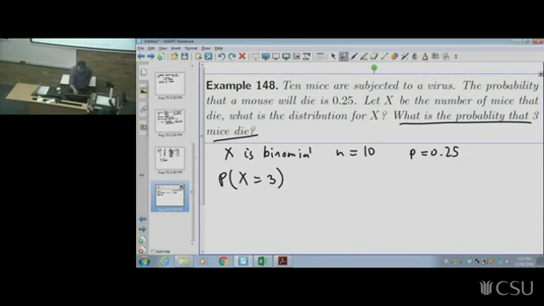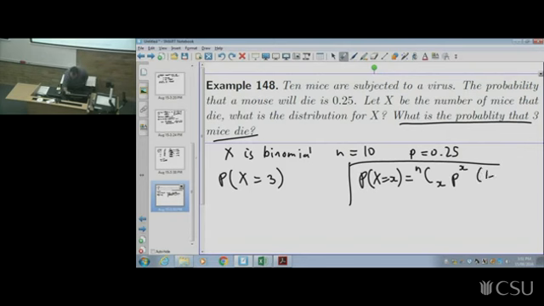So let's just put the formula over here, so just copy it down. The probability that x is equal to some fixed value is n choose x, p to the power of x, times 1 minus p to the power of n minus x. Let's give some interpretation for what it all means. N choose x is the number of ways of picking the x mice that will die from the 10 we have available.